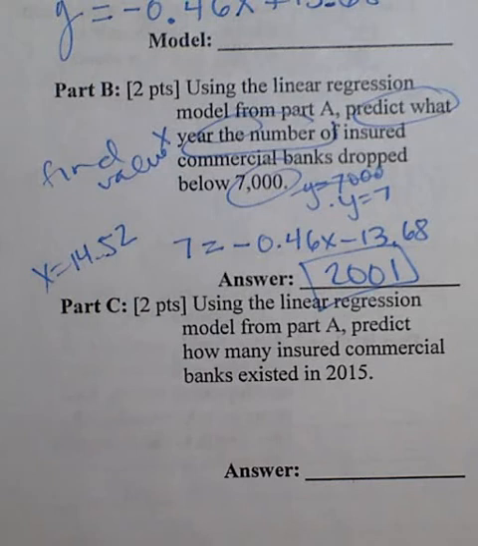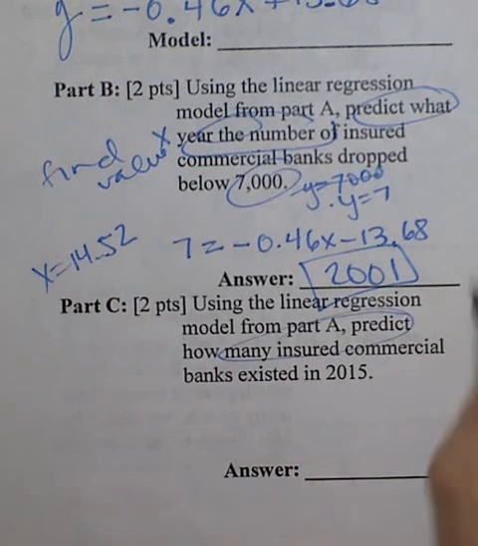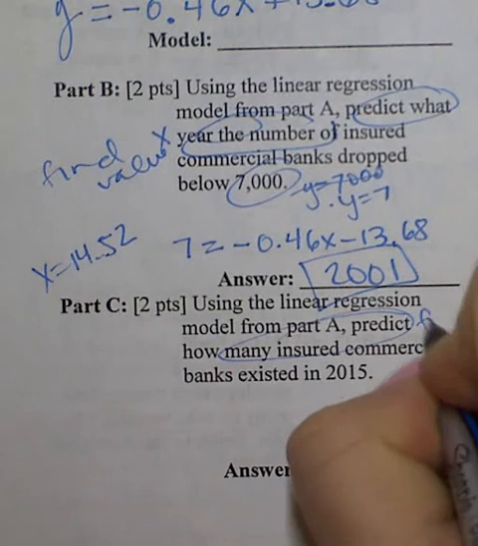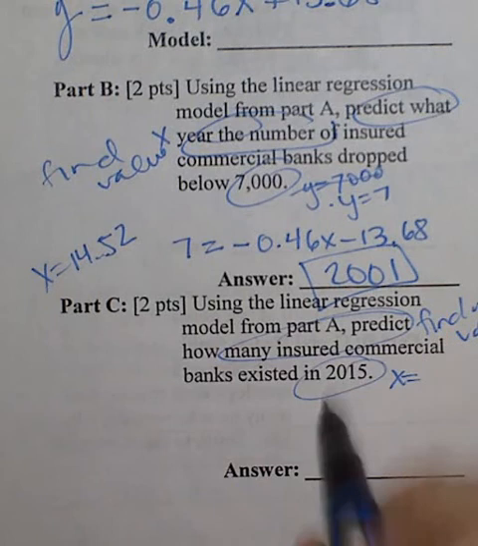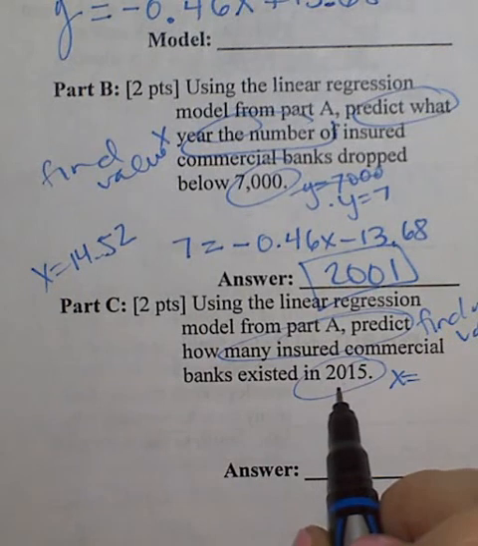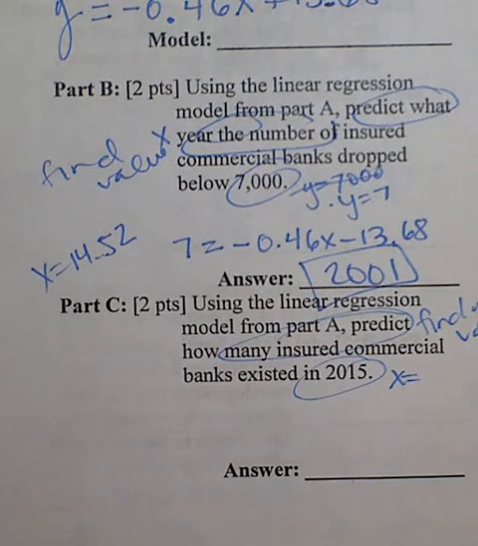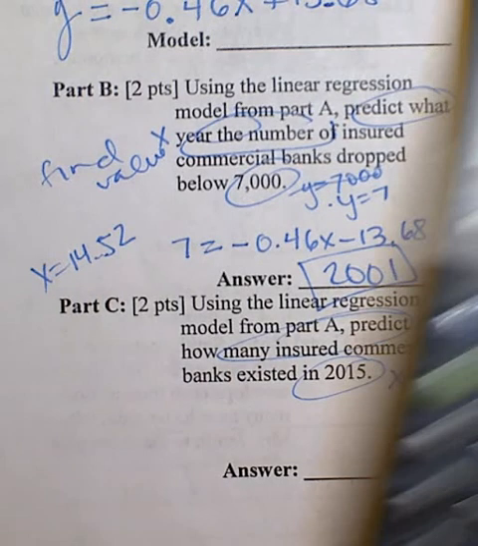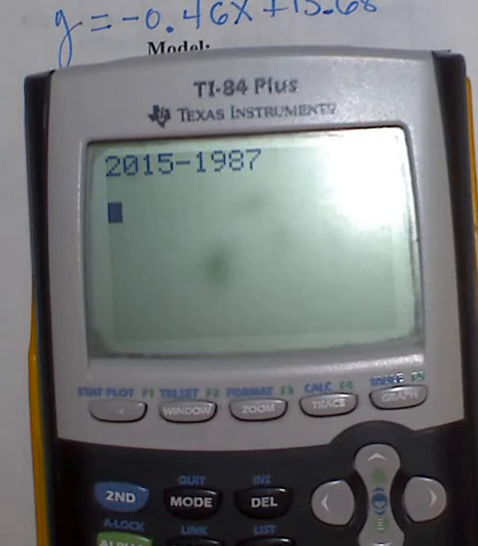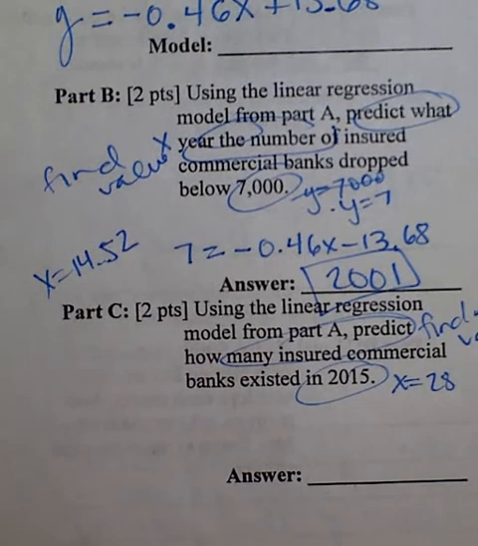Okay, again, using the linear regression model, we want to predict how many of these banks. So we want to find the y value, and we're given an x value. Now the x value is not 2015. Remember, you always have to go back to the original number of 1987 for this problem and subtract. So 2015 minus 1987 gives you an x value of 28. So we want to know a y value when x is 28.